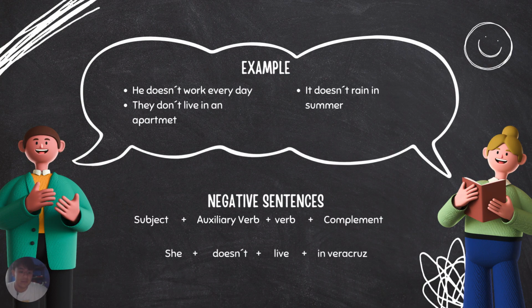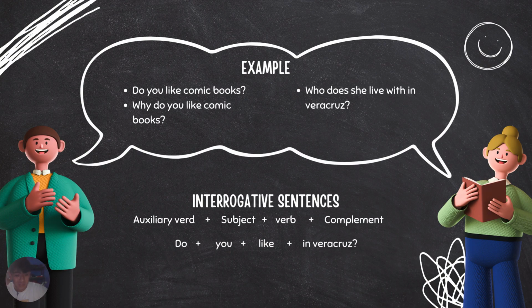For negatives, we use the auxiliaries don't and doesn't. It's important to remember that when using doesn't, the verb goes back to its base form. So we don't say she doesn't works. We say she doesn't work. To ask questions, we simply place do or does at the beginning. The auxiliary verb is at the beginning, then subject, verb, and complement.